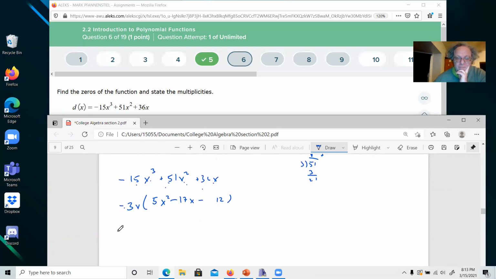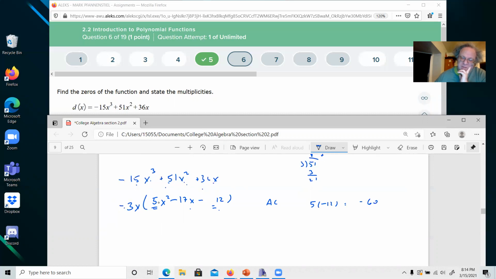So we have -3x, and now we've got this mess. Back when I went to high school, teachers would give us problems like this, and that really meant they had a free period for a while, because it would take you 20 or 30 minutes to do one of these. The only method we had was guess and check. Now we have something called the AC method. We take the first and the last number and multiply them together. So 5 times -12 is -60.